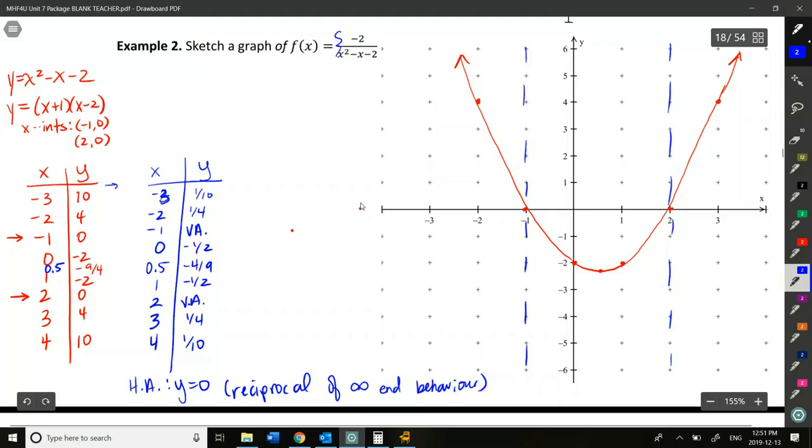Okay, which essentially just means if I get really, really big values and I reciprocal them, then I get really, really small values. So they're approaching 0. So I also have a horizontal asymptote along the x-axis here.